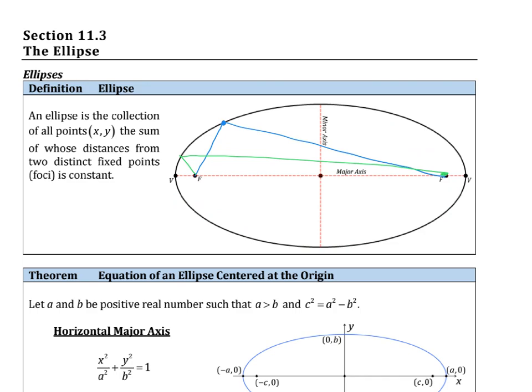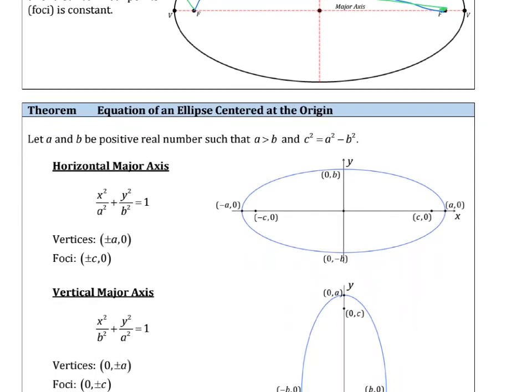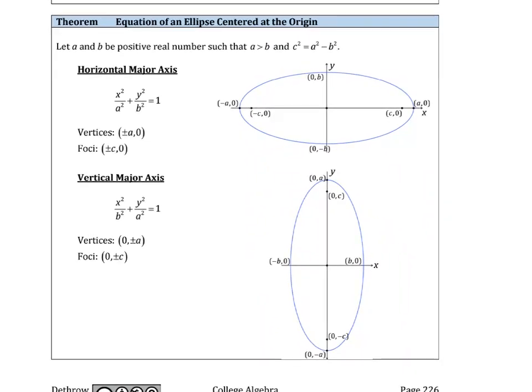We are going to take a look at two equations. One is going to yield a horizontal major axis. The major axis is the axis that our foci and vertices are on. And then we're also going to look at a vertical major axis. So if we look at the equation x squared over a squared plus y squared over b squared equals 1, then it's going to have a horizontal major axis because a is bigger than b.